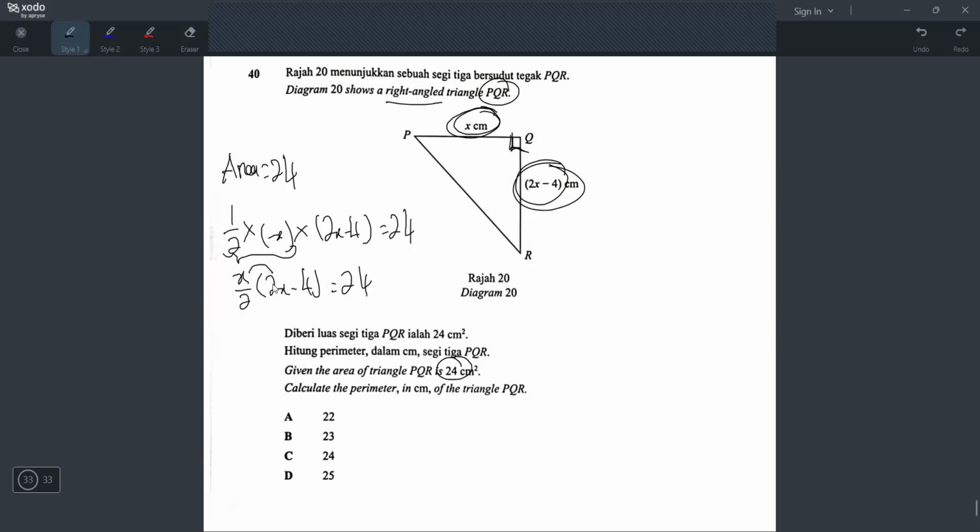X over 2 times 2X. It means you are taking 2X darab X bahagi 2. 2X darab X, 2X square. Bahagi 2, X square lah. And then X over 2 darab negative 4. So negative 4 darab X, negative 4X. Bahagi 2, negative 2X. And then the plus 24, you can move here, become minus 24 equals 0. Right? The reason why I move the 24 over here is because I saw square already.